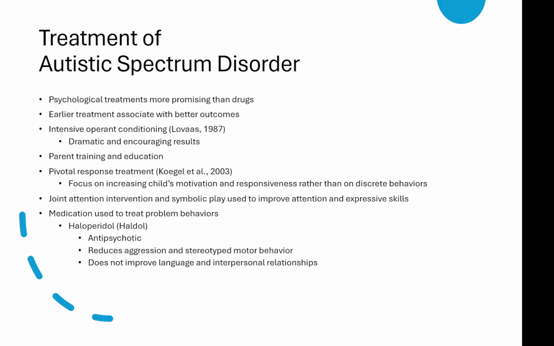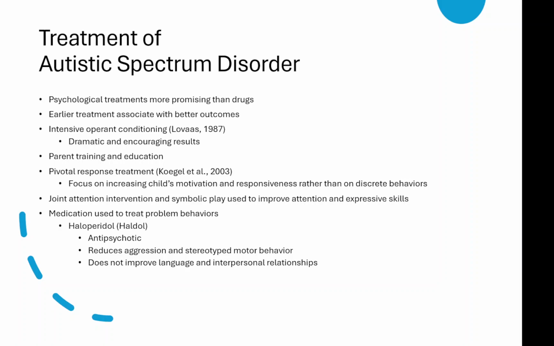Parental training and education is absolutely essential, enabling parents to better understand their child's needs, assist with interventions, and recognize that the child's behavior is not their fault. Pivotal response treatment, which focuses on increasing the child's motivation and responsiveness, is often used. This approach works on improving the child's overall engagement rather than just targeting specific behaviors. Techniques like joint attention interventions and symbolic play therapy are also important as they help foster expressive and social skills.